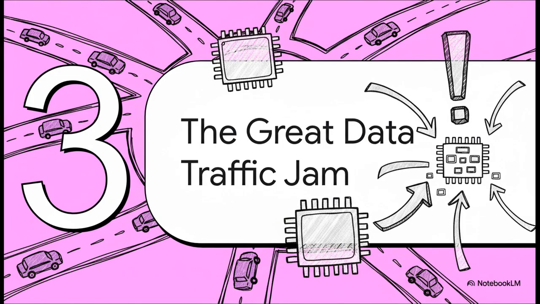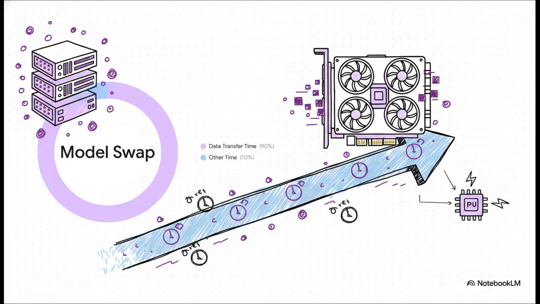Okay, so you've picked your model, you're all set to go, and then you smack right into the single biggest problem in running these things locally. And it's not what you think. It's not about processing power. It's a massive data traffic jam. And this chart says it all.